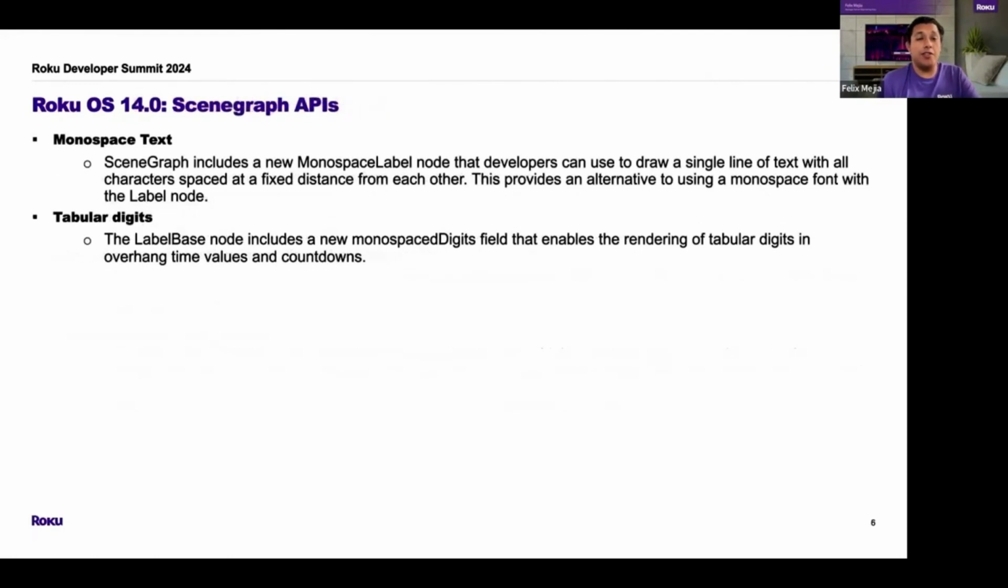And then moving on to our upcoming 14.0 Roku OS, we have these new SceneGraph APIs. The SceneGraph includes a new monospace label node that developers can use to draw a single line of text with all characters spaced at a fixed distance from each other. This provides an alternative to using a monospace font with the label node. And the label-based node includes a new monospace digits field that enables the rendering of tabular digits in overhang time values and countdowns.